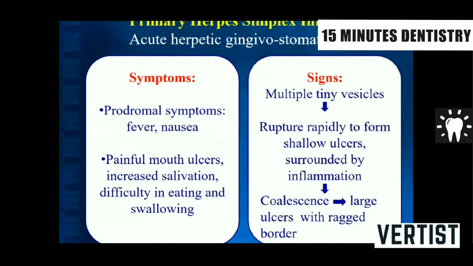What are the symptoms and the signs? In any viral infection, you have to remember that characteristically they have prodromal symptoms. The most common prodromal symptoms are fever and nausea. In the case of herpetic gingivostomatitis, symptoms also include painful mouth ulcers. The patient will complain of increased salivation and difficulty in eating and swallowing. We come to signs. Viral infections typically present in the form of vesicles. They are purely vesicular diseases. These vesicles are very thin walled, so because of the movement of the oral mucosa, they rupture rapidly and form shallow ulcers.